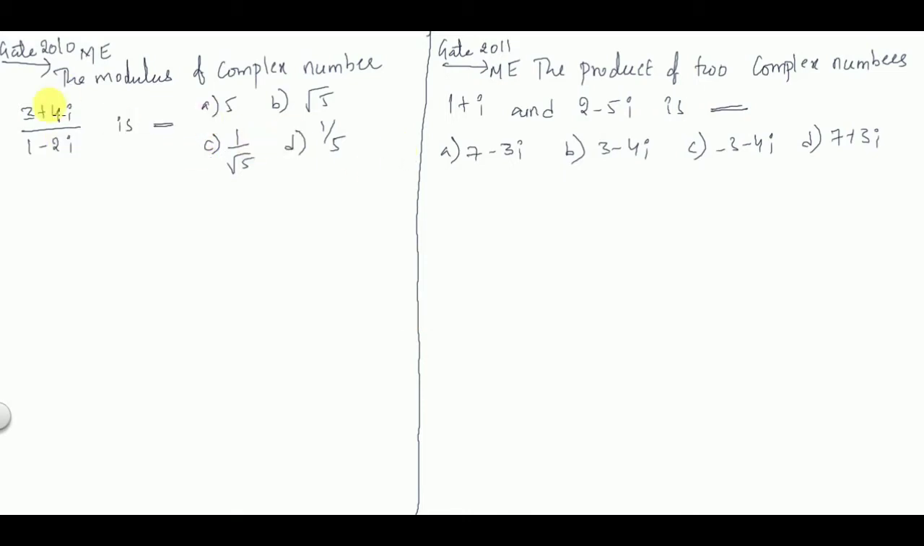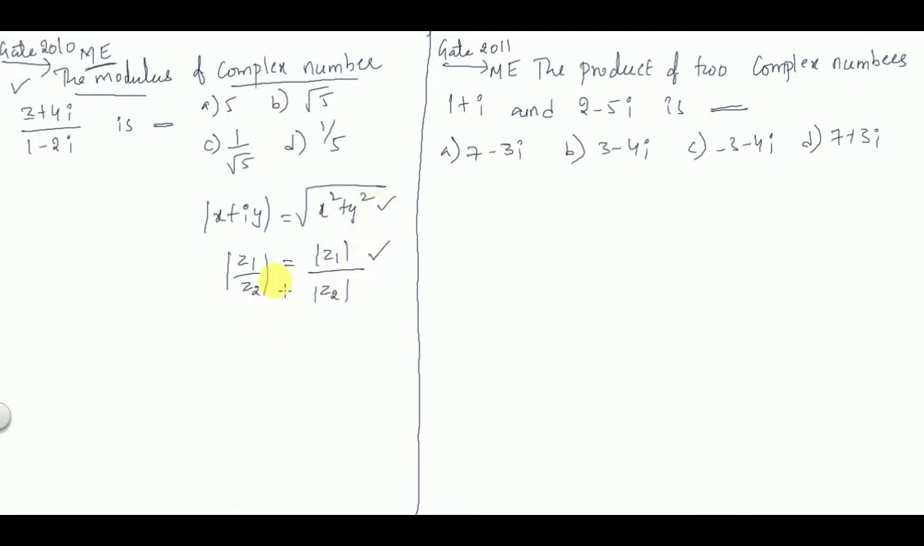Right, so we'll see the first question now. This question was asked in GATE 2010 exam for the mechanical engineering branch. He has asked to find the modulus of this complex number. We know that the modulus of x plus iy is root of x square plus y square. And he has asked for the ratio. If the ratio of the modulus is asked, you can find the individual modulus and take the ratio. So using these two concepts, we are going to solve the modulus of this number.